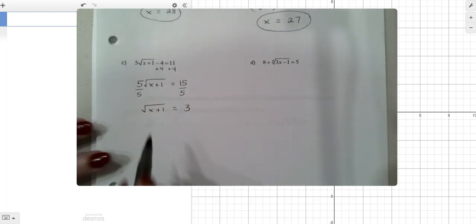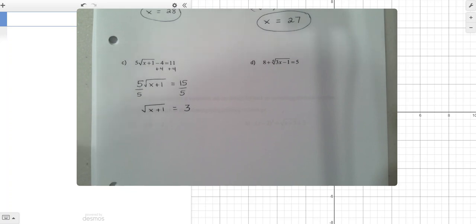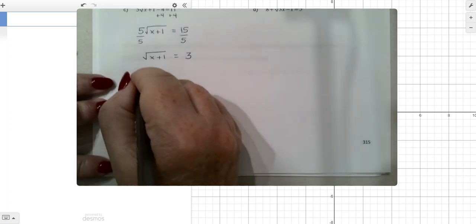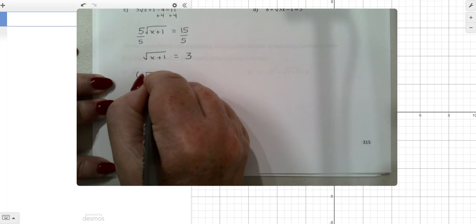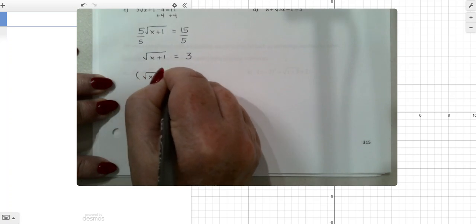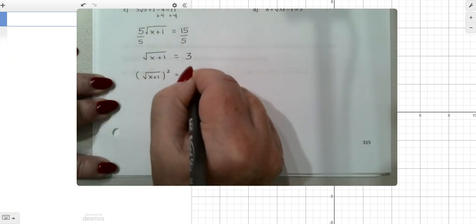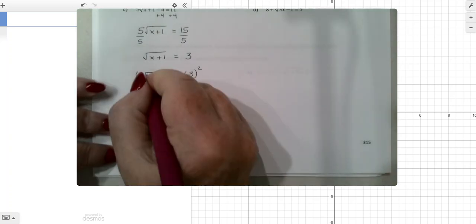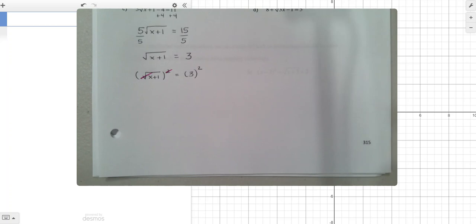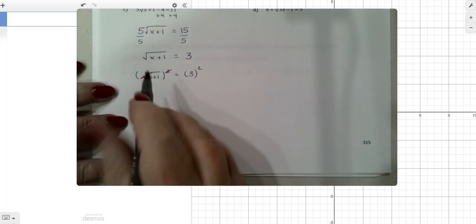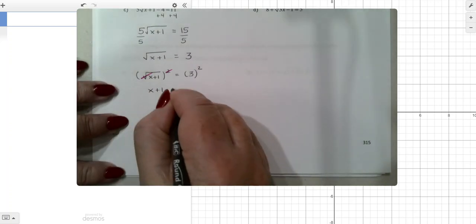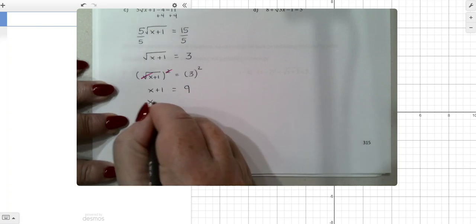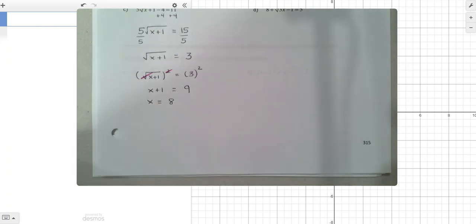All right, square root by itself. I know the inverse function would be the squaring function, so let's square both sides. Those inverse functions work. And I have x plus 1 equals 9. And so x equals 8.